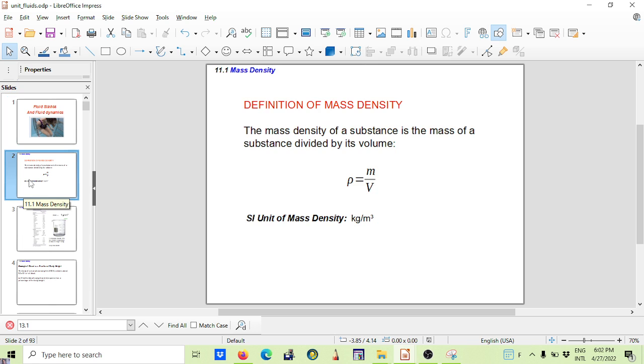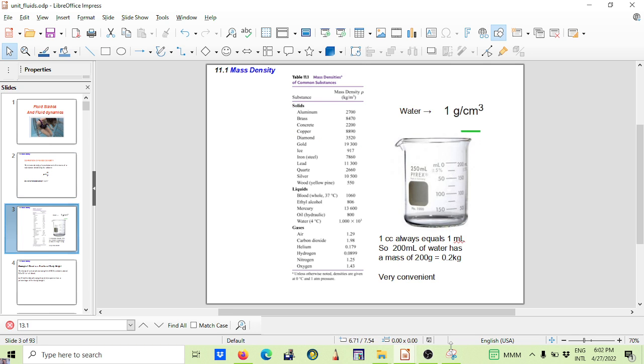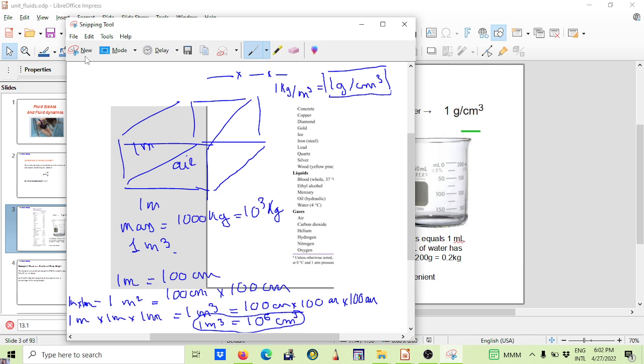So let's go straight to the definition. Density is the mass per unit volume. So it means if you take a cube, 1 meter is about one arm length, right? So if you have a giant cube, 1 meter by 1 meter by 1 meter, you find the mass, and that's going to be the definition of density. So here are some examples.